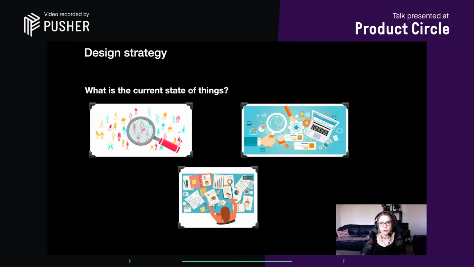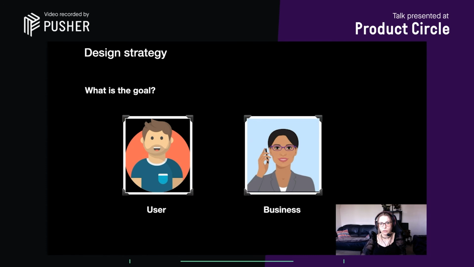Then we need to find out what kind of technology do we have available. That's from the dev perspective. And also quite important, what finances do we have? Who's going to pay for it? Who are the stakeholders? What is the goal?